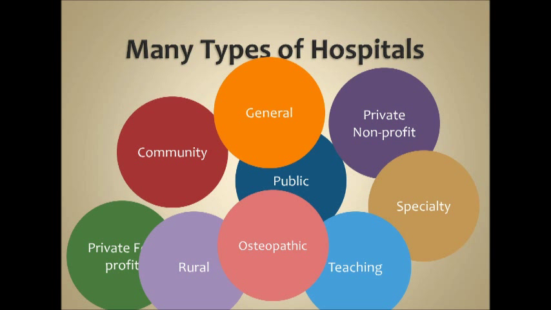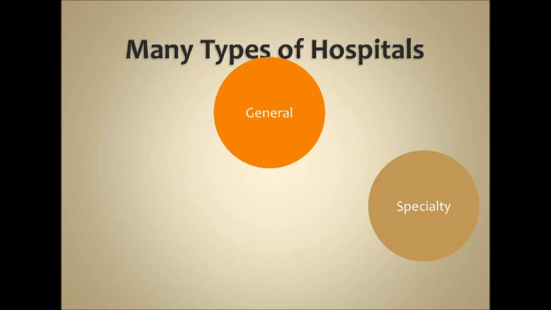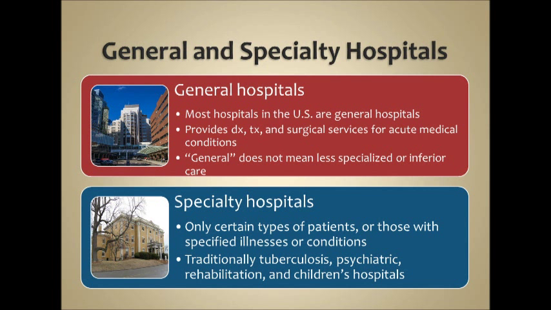Let's get back to our busy slide of all the different types of hospitals, but let's then clear the air and just focus on general versus specialty hospitals. Here are local examples to me. On the top is Massachusetts General Hospital, hence the name. And below is McLean Hospital, a very old hospital in Belmont, Massachusetts, that's a psychiatric hospital.